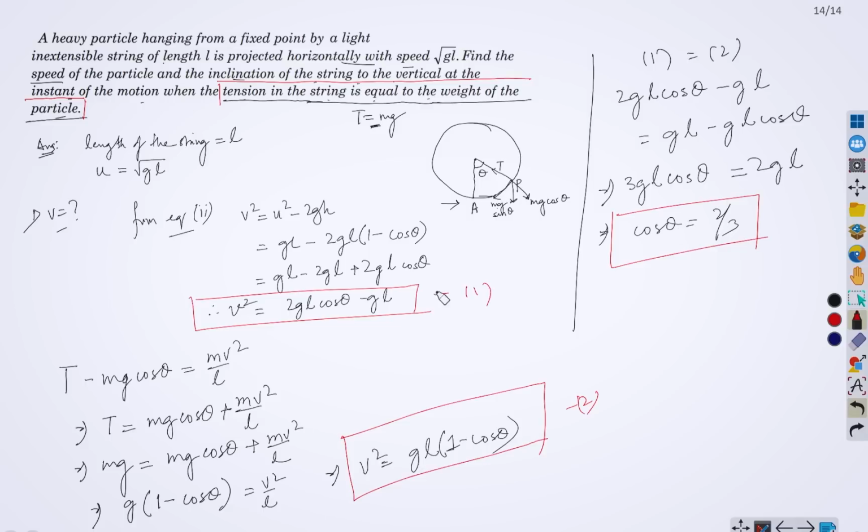If we substitute the value of cosine theta, from here we can obtain our V square: 2GL times 2 by 3 minus GL. This gives us GL by 3. Therefore our V is square root of GL by 3, yes? So we obtain our V as square root of GL by 3.